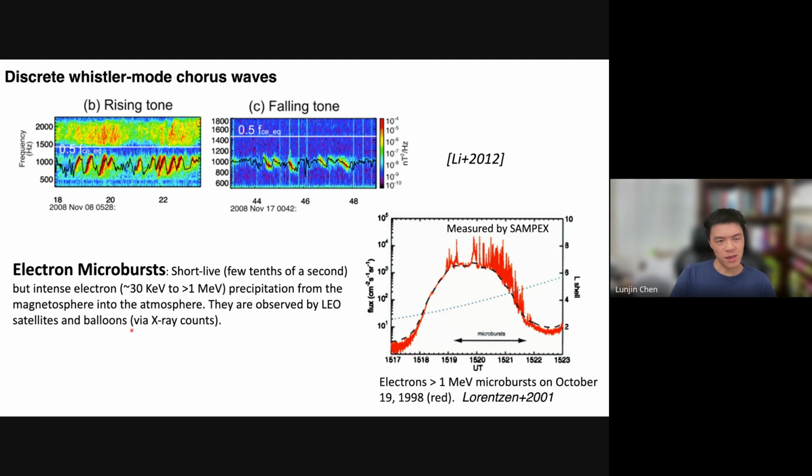And this relativistic electron microburst can also be seen at lower altitude through balloon measurement by counting the X-ray photons. And the other thing I want to mention here is, although this shows just a relativistic electron microburst, recent studies also showed that electron microbursts can have energy down to the 30 keV range. So it's a very broad range of electron precipitation.